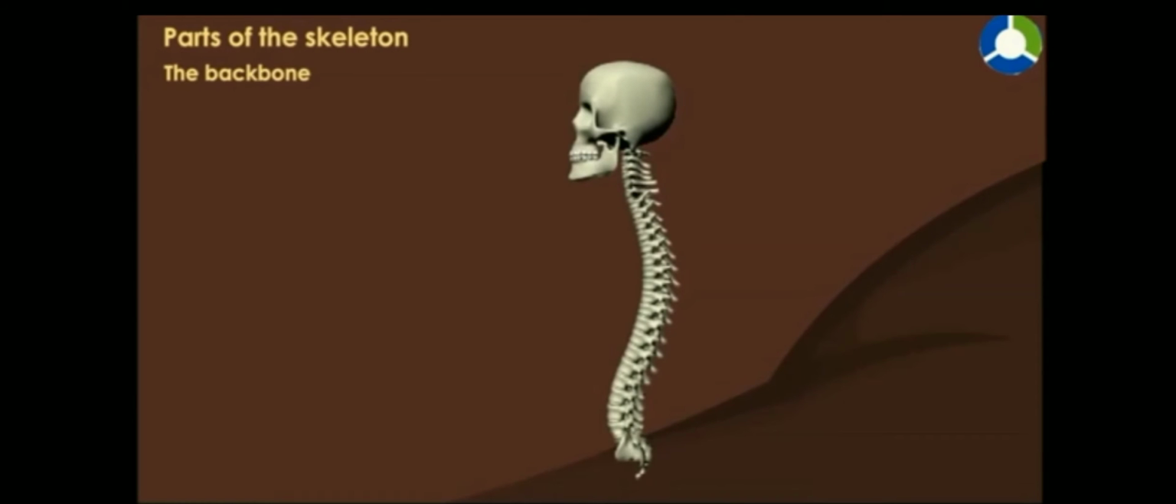The backbone has 33 small bones called vertebrae, which form the vertebral column. The spinal cord is enclosed in the backbone and is protected by it. The backbone is joined to the skull at the upper end.